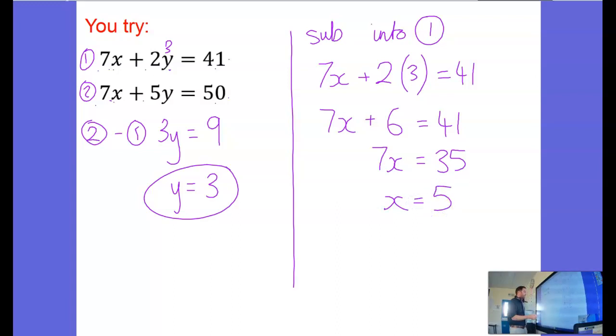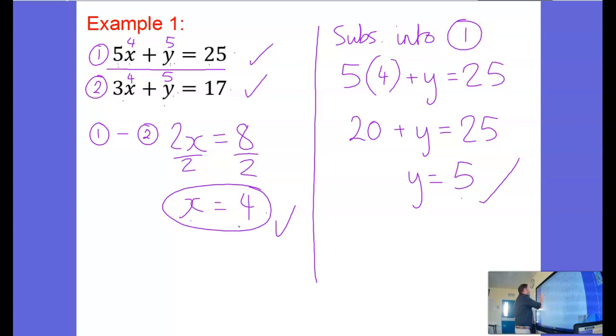And again, we can just check that. Is 7 times 5, 35, plus 2 times 3, 6. Yep, that one works. 7 times 5 is 35, plus 5 times 3 is 15. 35 plus 15 is 50. We're good. We got it right. All right. That's a very basic one where we can straight away subtract one equation from the other. Here we had 7x and 7x. In the previous example, we had 1y and 1y. So we could straight away subtract.